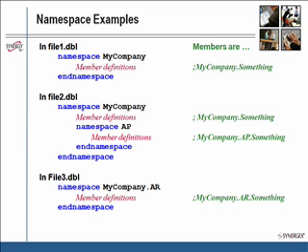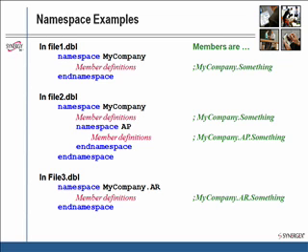The first example declares a namespace called MyCompany. Any members, for example classes, which are defined within the namespace, will be members of the MyCompany top-level namespace. In the second example in the middle of the slide, we again have the top-level namespace MyCompany, and it may contain members such as classes.